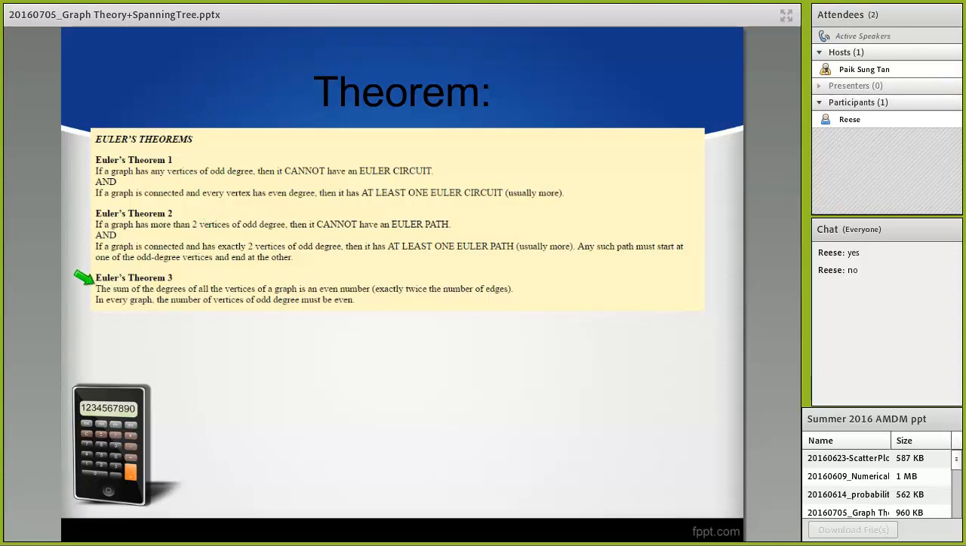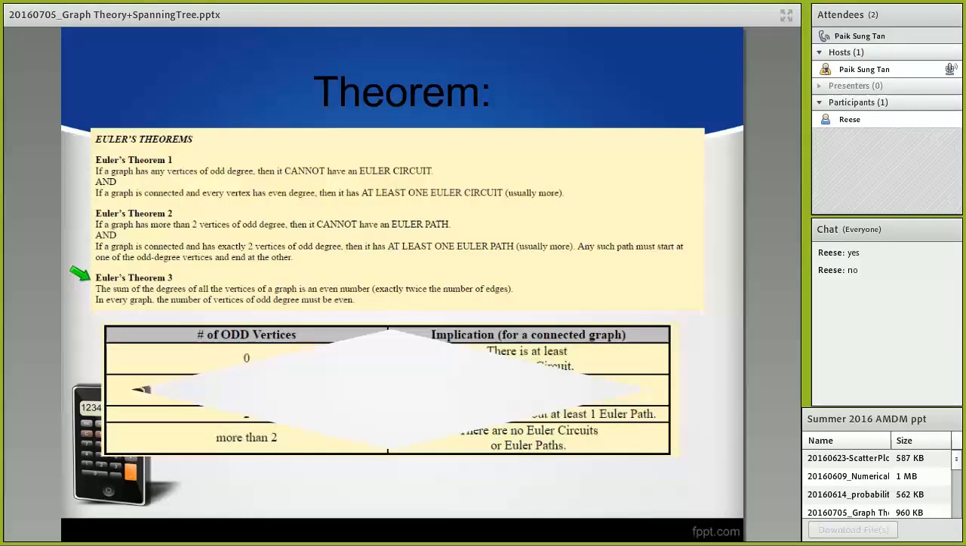Euler's theorem number 3. The sum of the degrees of all vertices of a graph is an even number, exactly twice the number of edges in every graph. The number of vertices of odd degree must be even. Theorem number 3 is important, but it is not as important for the topic that we are discussing, for the question that you need to know. So let's look at this theorem summarized in a table.